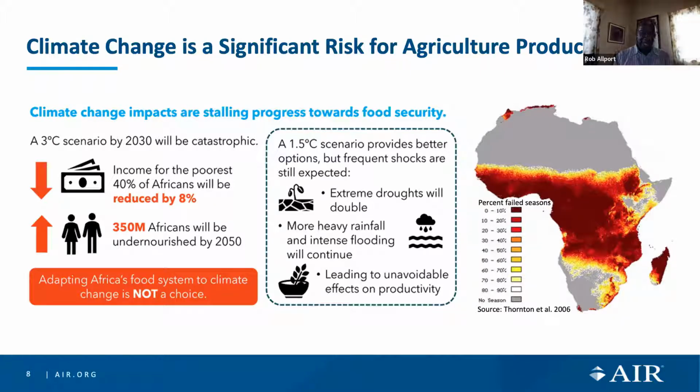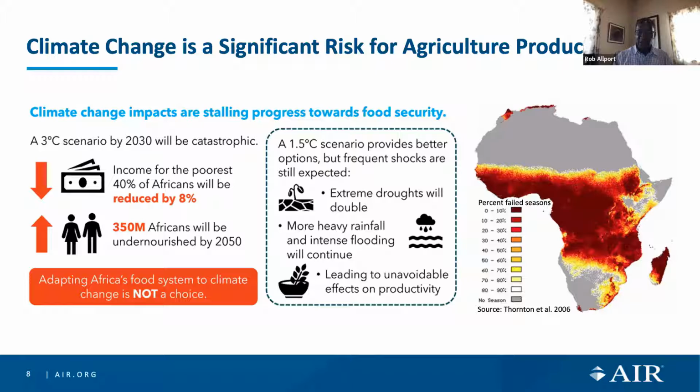So the question is, what does the African farming system have to do? I don't think there's a choice but to adapt to climate change, with adaptation to varieties that are good, and also policies, because all the climate change impacts are stalling the progress toward food security.